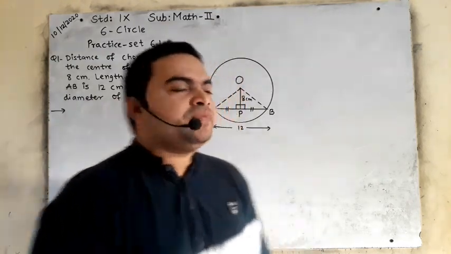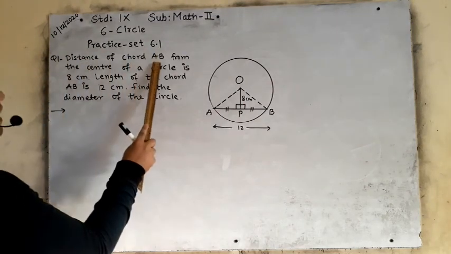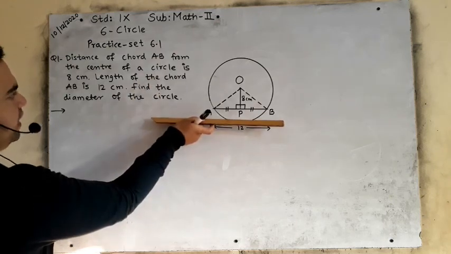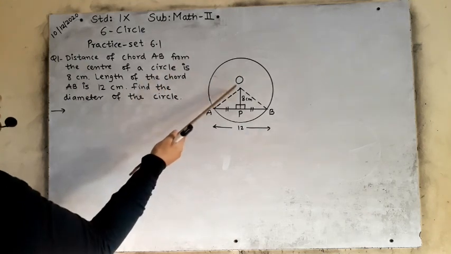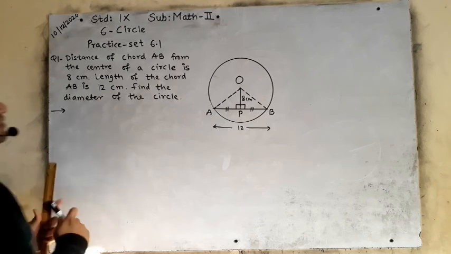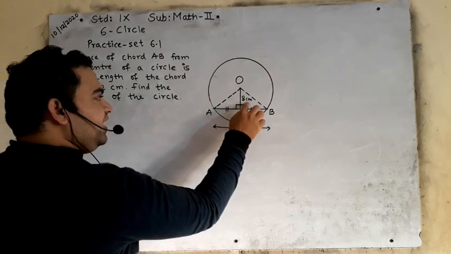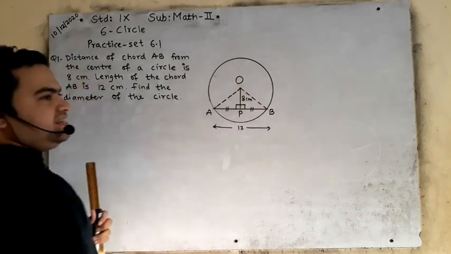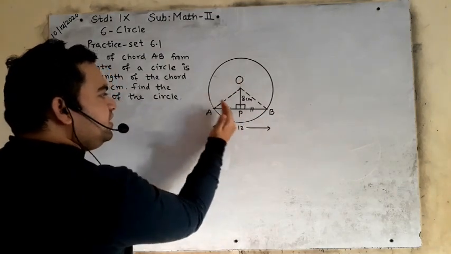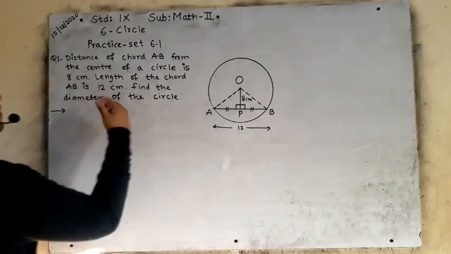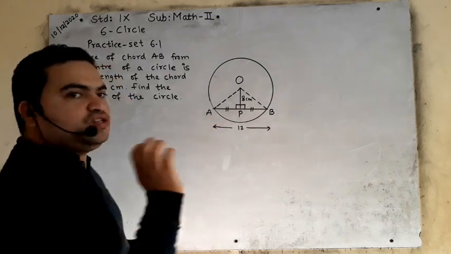So please pay attention. My dear students, question number 1 of practice set 6.1 is: the distance of chord AB from the center of a circle, O, is 8 centimeter. I have written here chord AB, distance from center to chord AB is 8 centimeter. It means OP is 8 centimeter and OP is perpendicular on chord AB, so OP will divide AB into two equal parts. Further, the length of the chord AB is 12 centimeter.